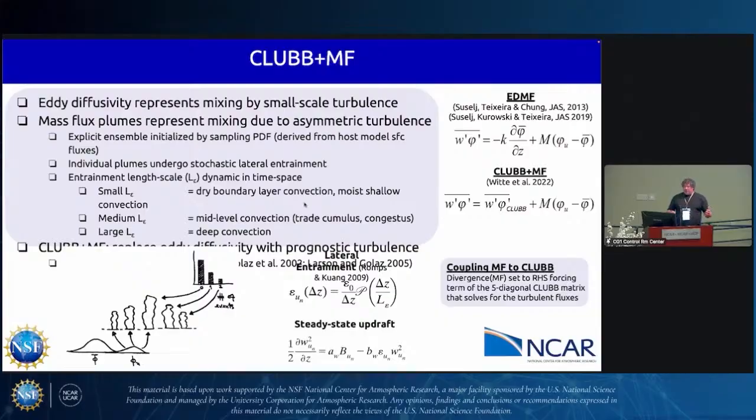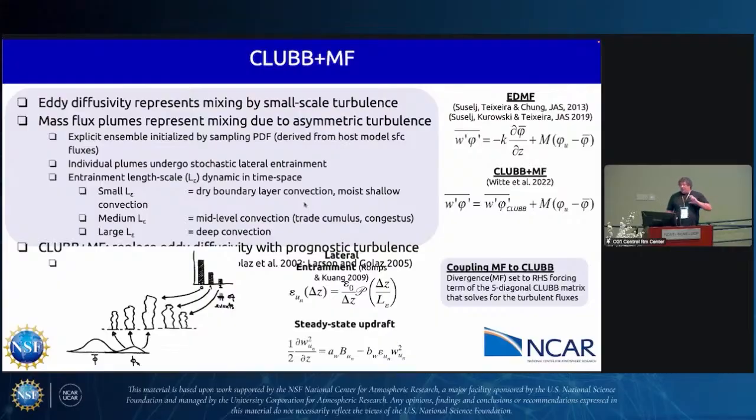With Club MF, what we did is we swapped out the eddy diffusivity term with Club. So Club, as Vince just talked about and Ben talked about, cloud layers unified by binormals. It is a prognostic turbulence scheme, and it closes the higher order moments in the prognostic equations using an assumed distribution method. That assumed distribution method is a two-component trivariate normal.